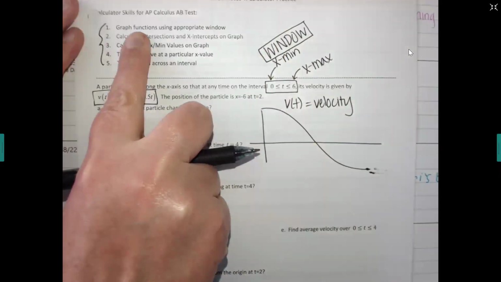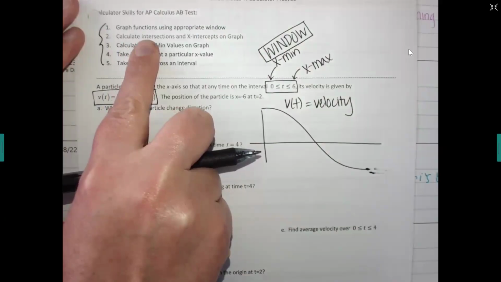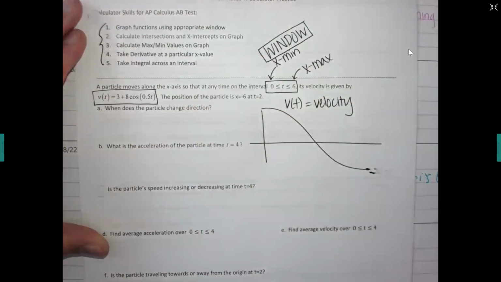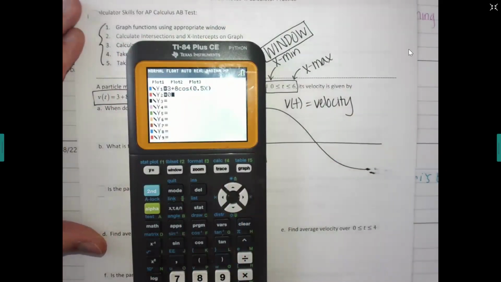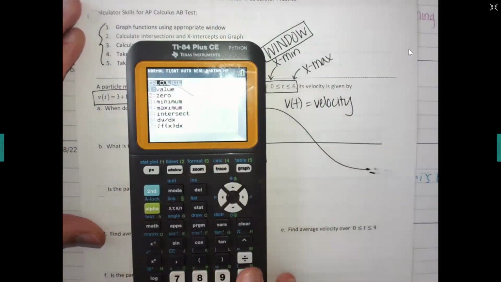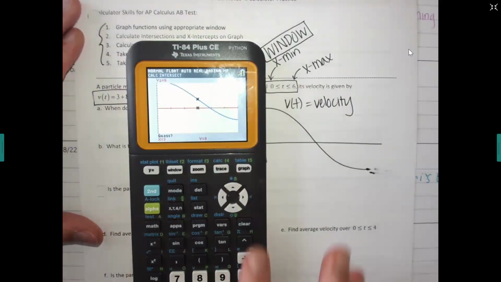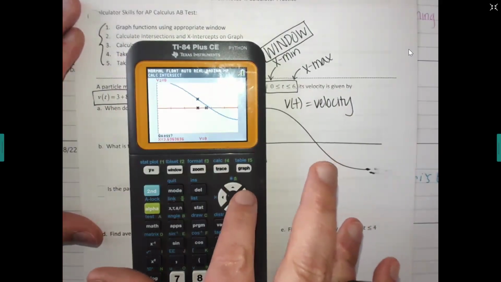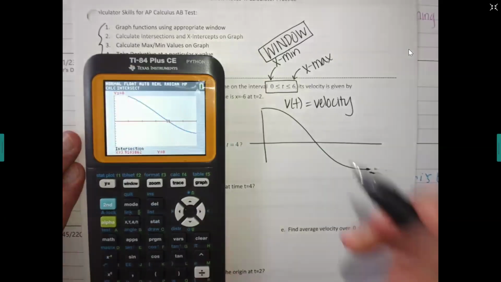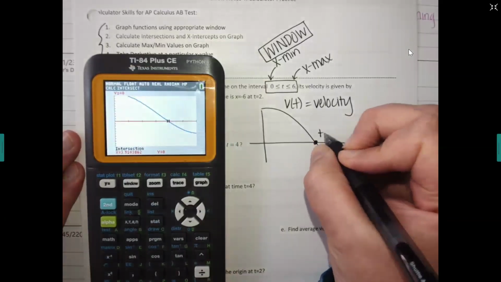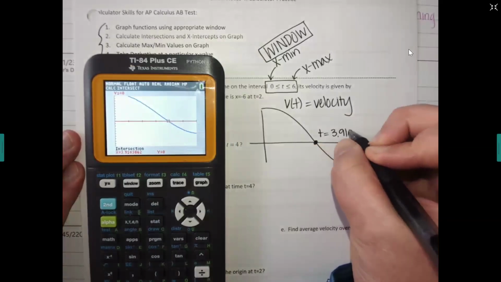You should be able to graph. You should be able to find intersections. X-intercepts are also an intersection. You're just going to let your y2 be a 0. Then second trace 5. And then first curve, second curve, and then get close to it for the guess. So I can see that my graph crosses the x-axis at t equals 3.910.